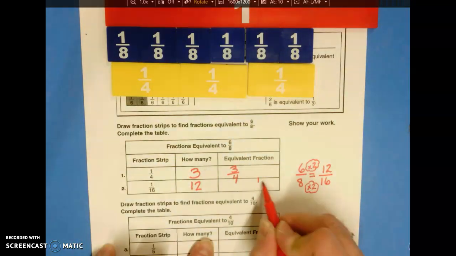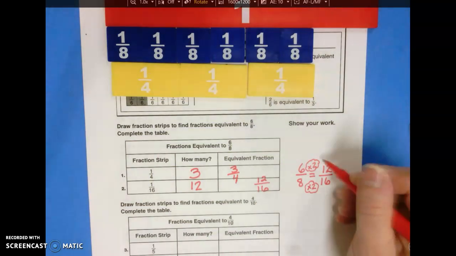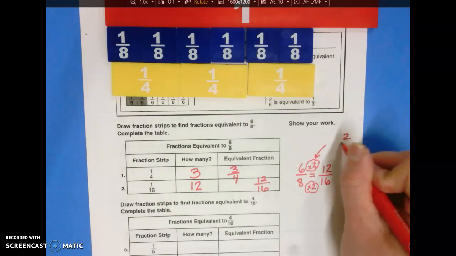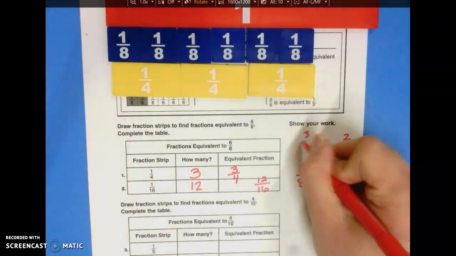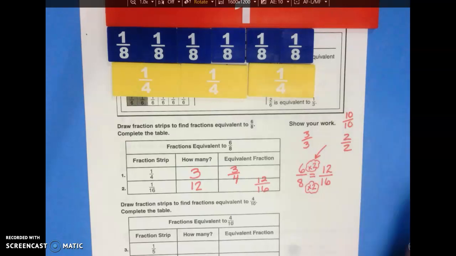6/8 would be equal to 12/16. Those are equivalent fractions. And again, this is just a preview of something we're going to do tomorrow. But when you have 2 over 2 or 3 over 3 or even 10 over 10, all of those fractions are called fancy 1. It's the whole stick. It's just a different way of saying 1.